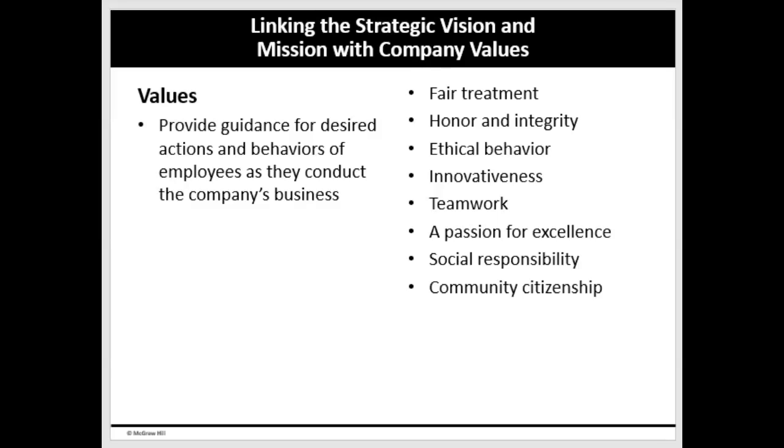So there's a link between the strategic vision and mission and the company's values. A company's values are its beliefs, its traits, and the behavioral norms that the firm and its personnel expect to be on display when you're doing business for the company, which is really driving towards the strategic vision and mission.